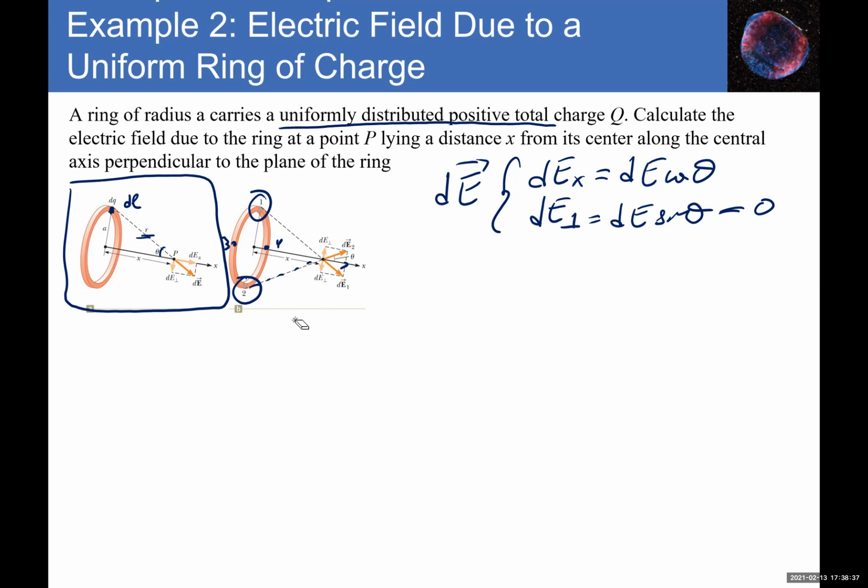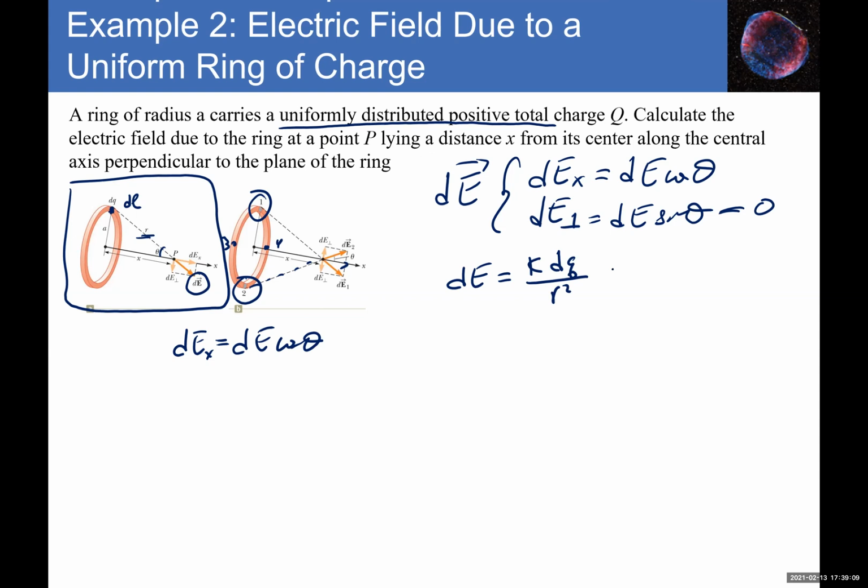That means the x component survives, and I can write it down: dEx equals dE cosine theta. Now, what is my dE? It's basically the magnitude of the electric field that point 1 will generate. Well, dE equals k dq over r squared. We already know that: if it's a small element, its contribution is k dq over r squared.